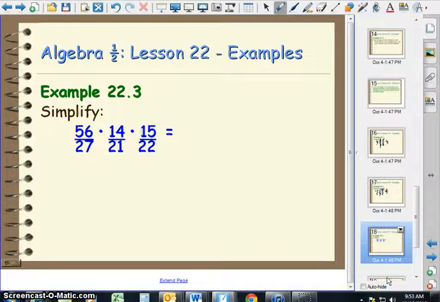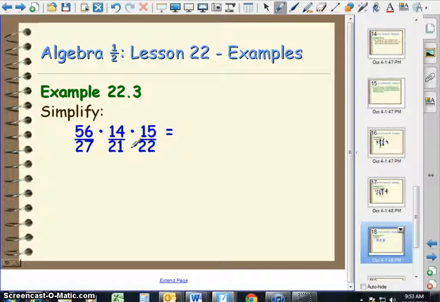All right, we have two more examples to look at. We have example 22.3: 56 over 27 times 14 over 21 times 15 over 22. So again, we're looking for any reductions we could see. So we've got 56 and 21. Will they reduce? Let's see.